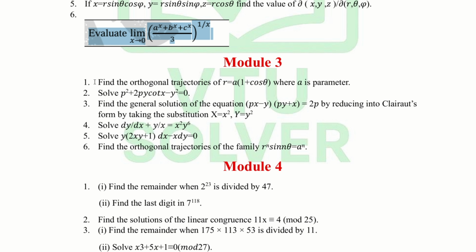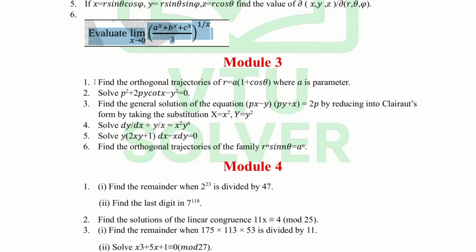And the third question is find the general solution of the equation px minus y into py plus x is equal to 2p by reducing into Clairaut's form by taking the substitution x is equal to x square, y is equal to y square.